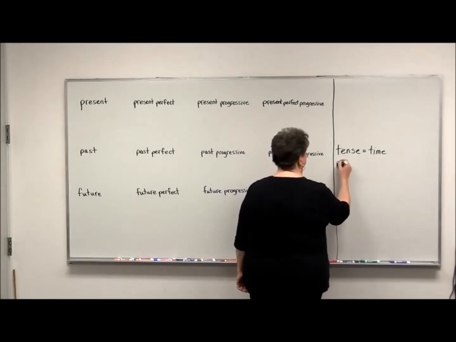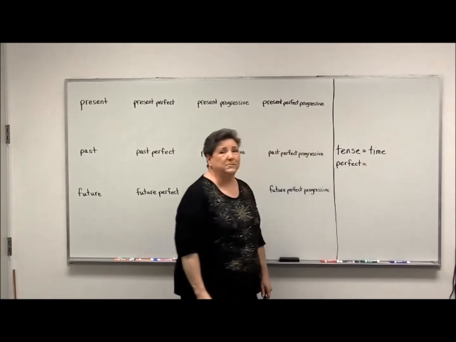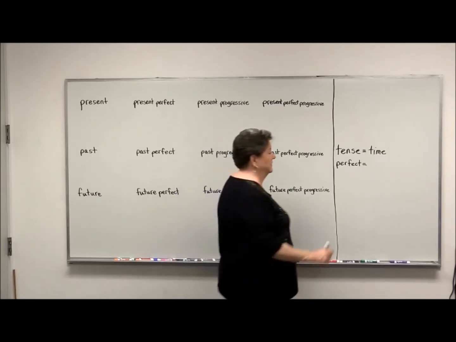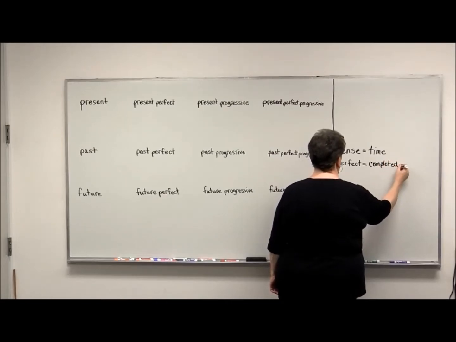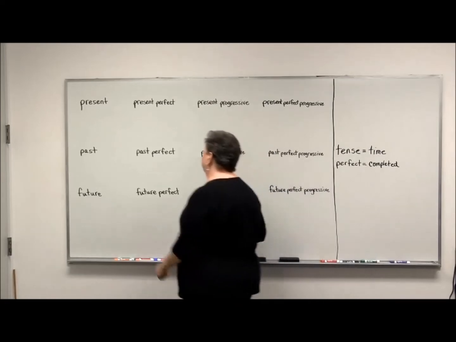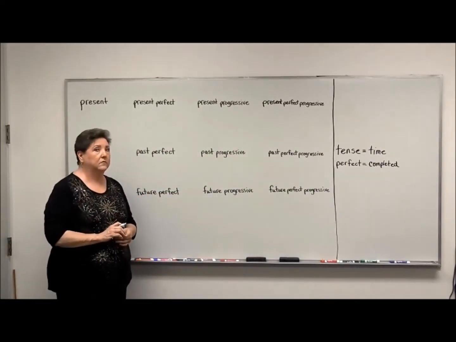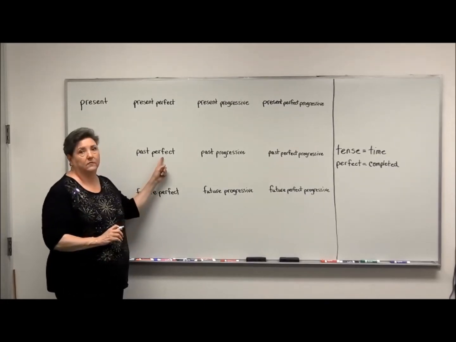Here's the second word you need to know. Perfect. In English grammar, what does perfect mean? Perfect means completed. Finished. Completed. So, if perfect means completed, then what does past perfect mean?